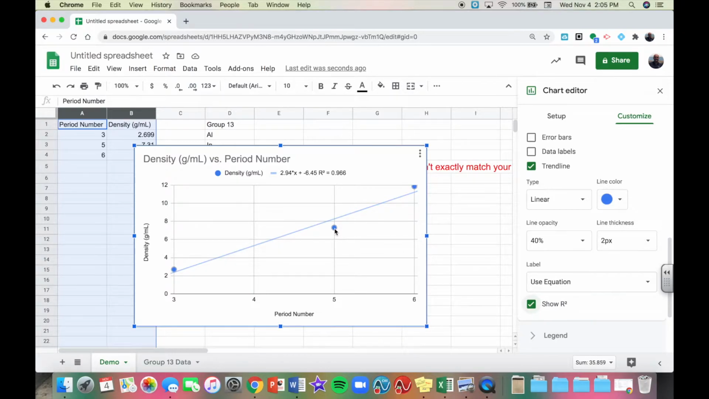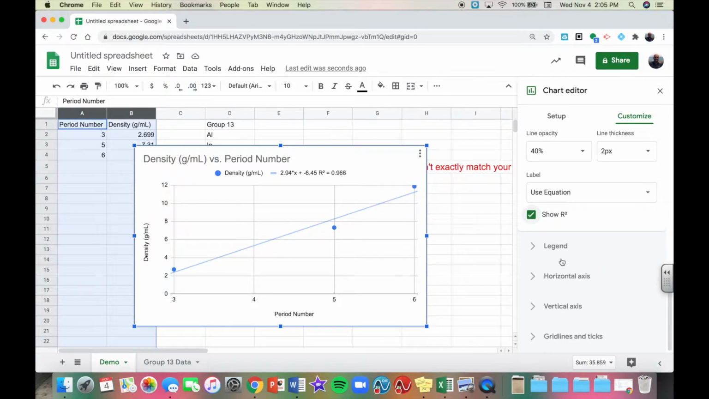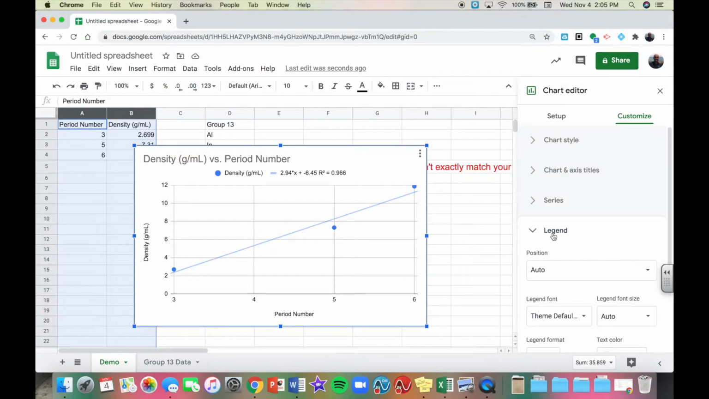The closer R squared is to 1, that means that if the line went straight through all the points exactly, then it would be exactly 1. But you'll see here that R squared is a little lower. That's because it's not going through all the points. It's going to change in just a sec when I add one extra thing.